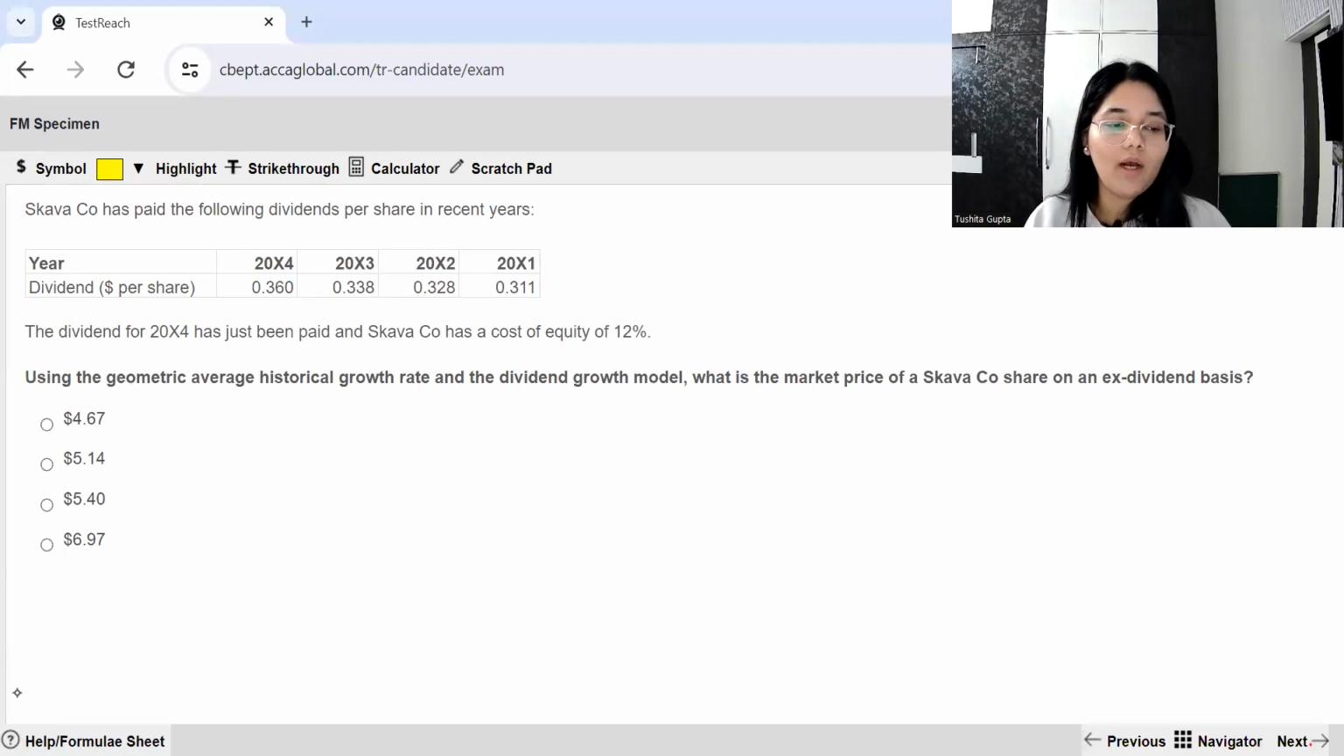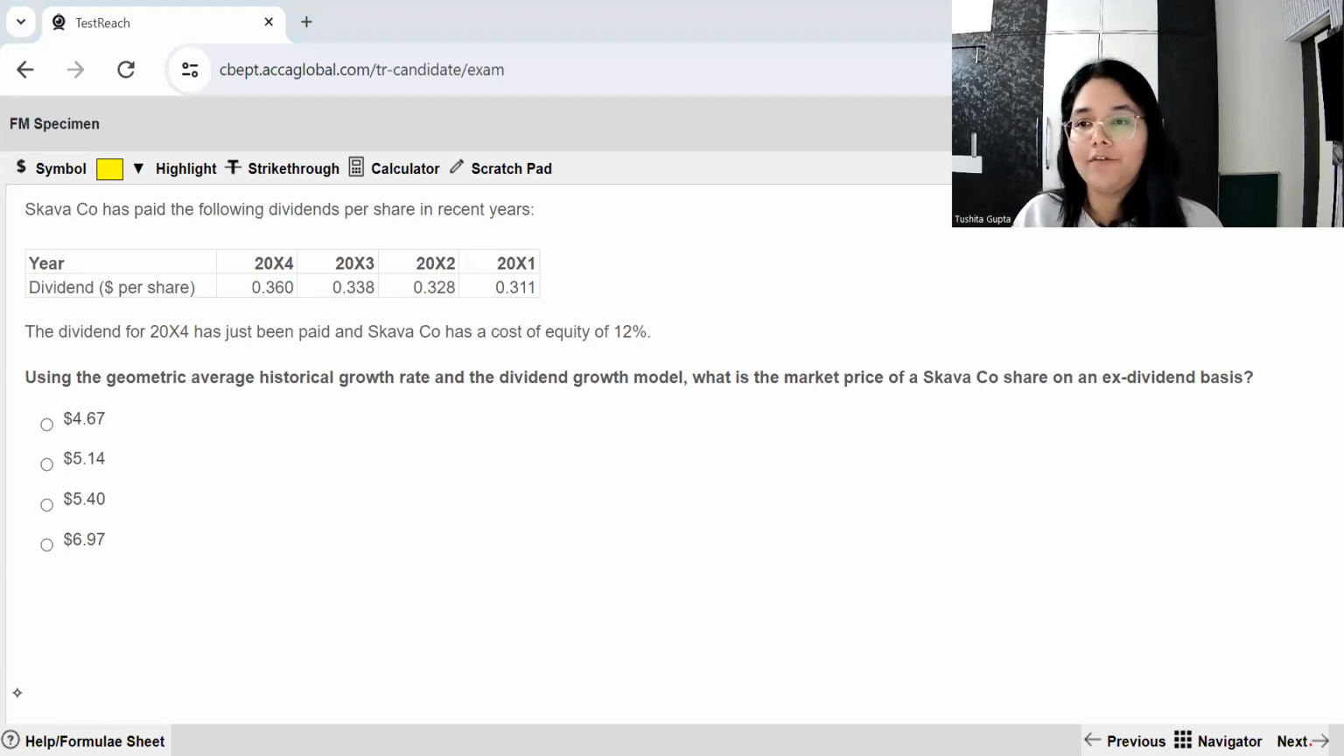Right. So SCAWA company has paid the following dividends per year in the recent years. We are given the dividends per share. For the most recent one, it is 0.360. We have to find out, using the geometric average historical growth rate and the dividend growth model, the market price of a SCAWA company share on an ex-dividend basis. So let's do that.